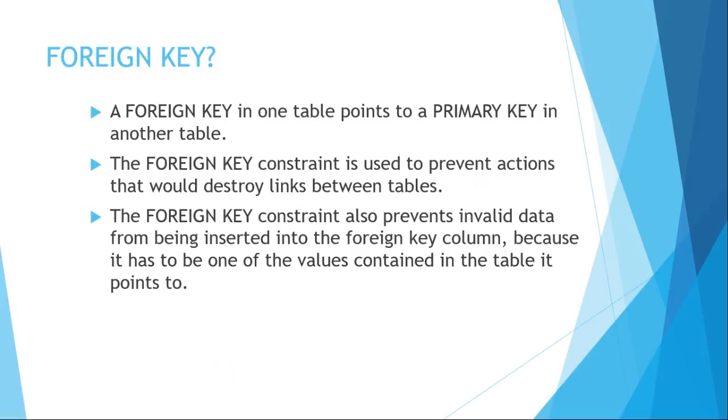So what does it mean when we say foreign key? Well, a foreign key in one table points to a primary key in another table. It is used to prevent actions that would destroy links between tables. It also prevents invalid data from being inserted into the foreign key column because it has to be one of the values contained in the table it points to.